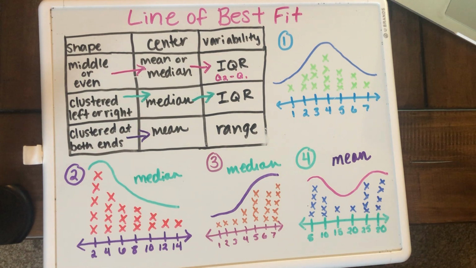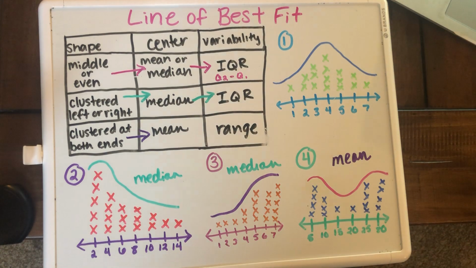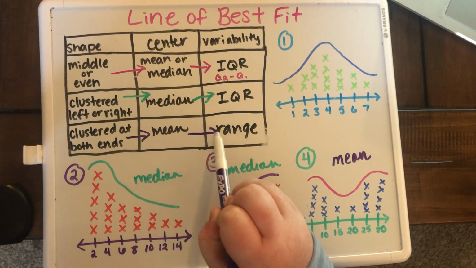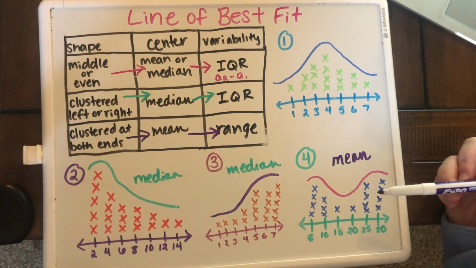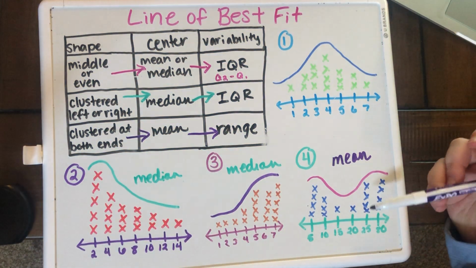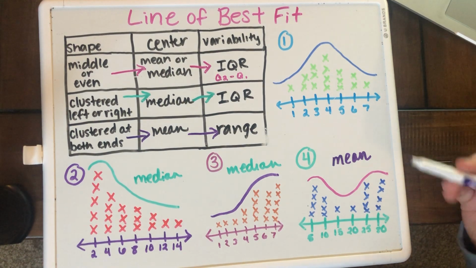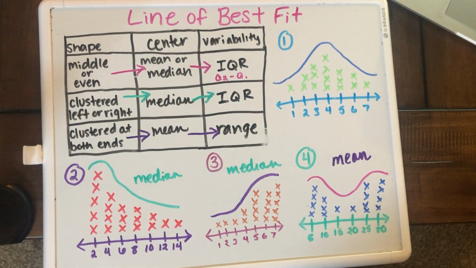And then last but not least, the best way to describe the variability if it is clustered at both ends, so number 4, that's actually where it changes. It would be the range, which is the highest number minus the lowest number, which in this case, we've got 30 and 5, so that would be 25.